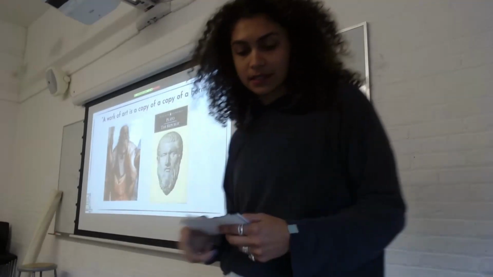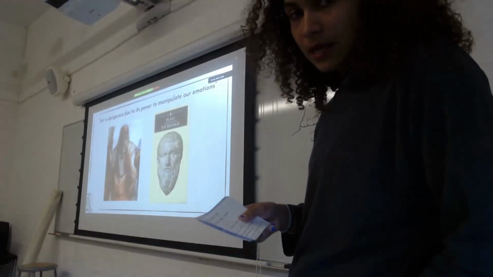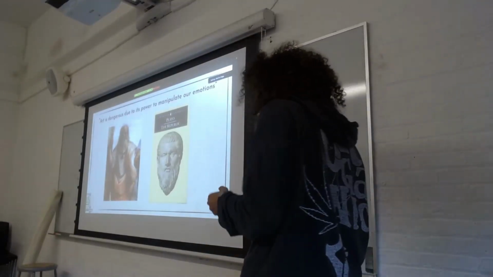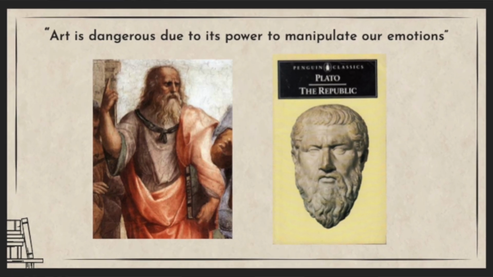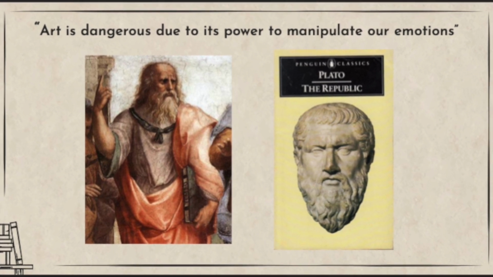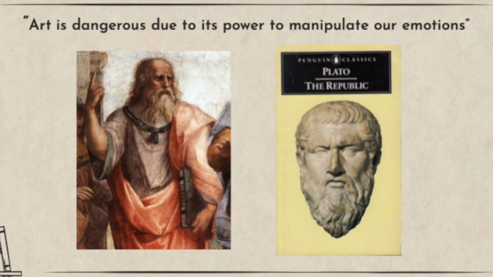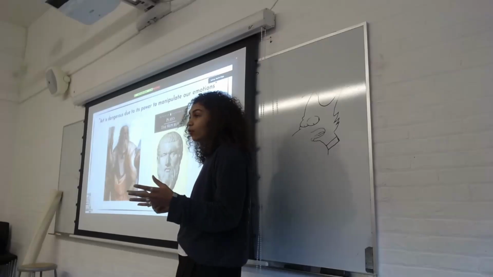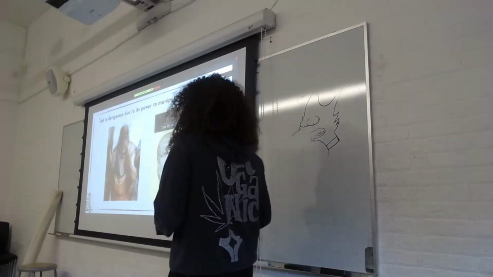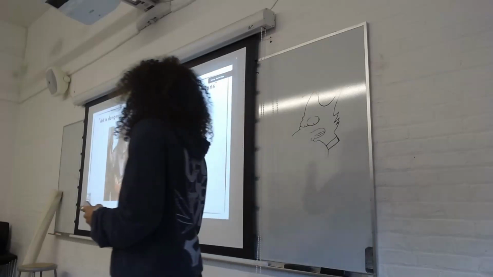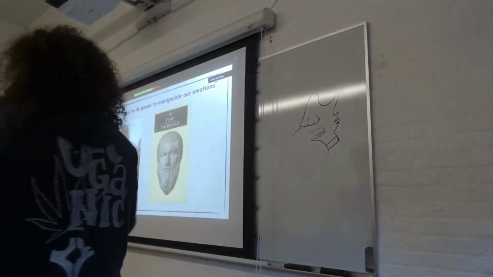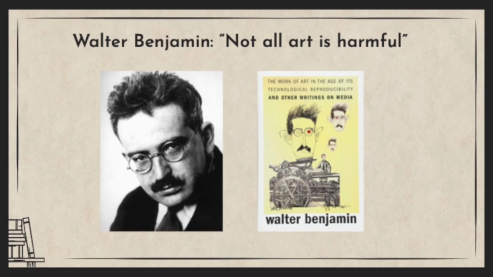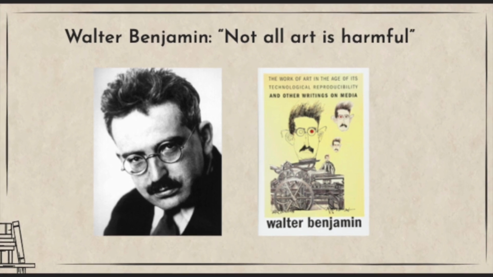But why this is important to him is that he says that this is harmful because art appeals to our emotions rather than our reason. And it's when we can't see truth that we as humans are destined for some type of disaster. So in other words, you could say that art is dangerous due to its power to manipulate our emotions. And that brings me to Walter Benjamin's adaptation of this theory.